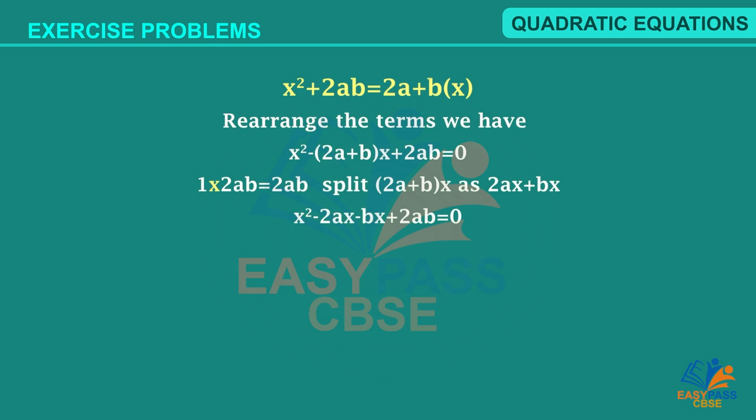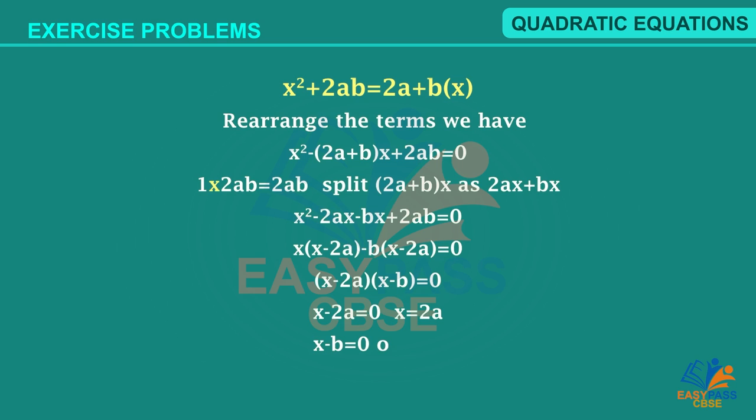Take x common from the first two terms. We have x(x − 2a) − b(x − 2a) = 0. So we have (x − 2a)(x − b) = 0. Therefore, x − 2a = 0, then x = 2a. x − b = 0, so x = b. Therefore, the roots are x = 2a, b.